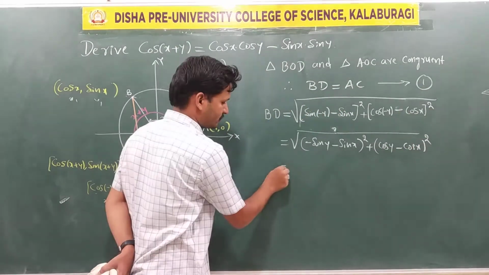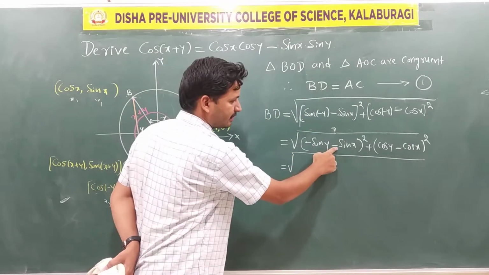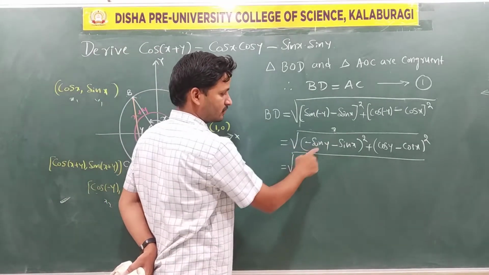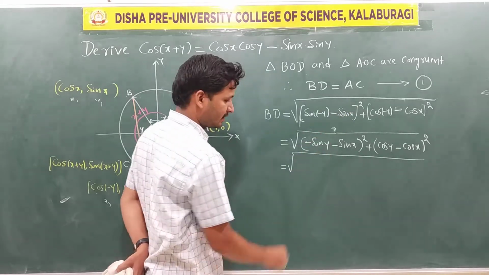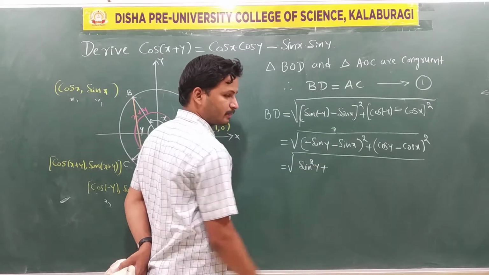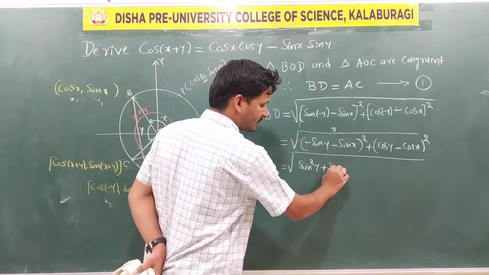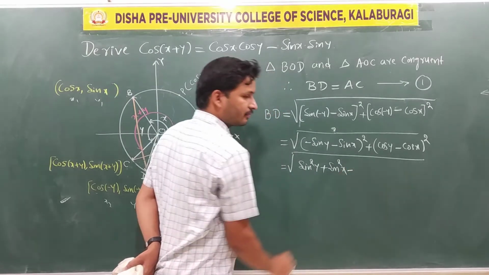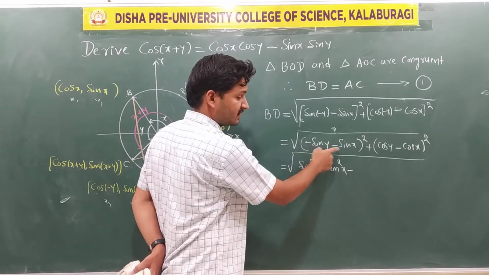So this is equal to the square root of, now a minus b whole square. Here a is minus sine y, and minus sine y whole square is sine square y, correct? Next, plus b square. b is minus sine x, and minus sine x whole square is sine square x. Then next, minus 2a b, since we are applying the a plus b whole square formula.